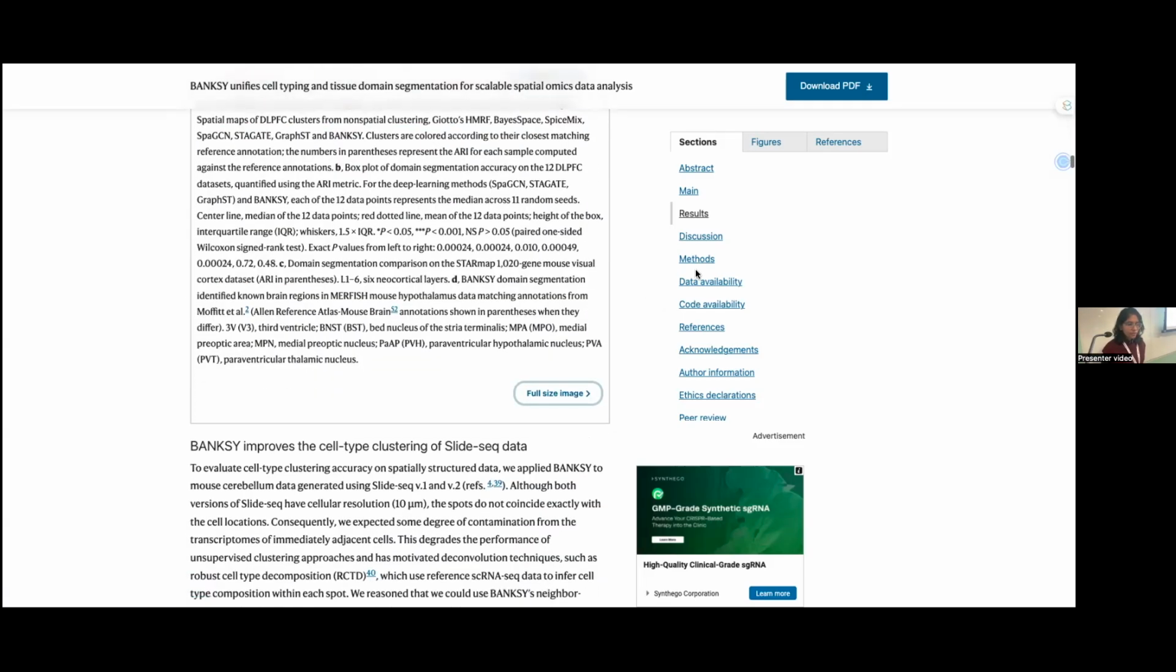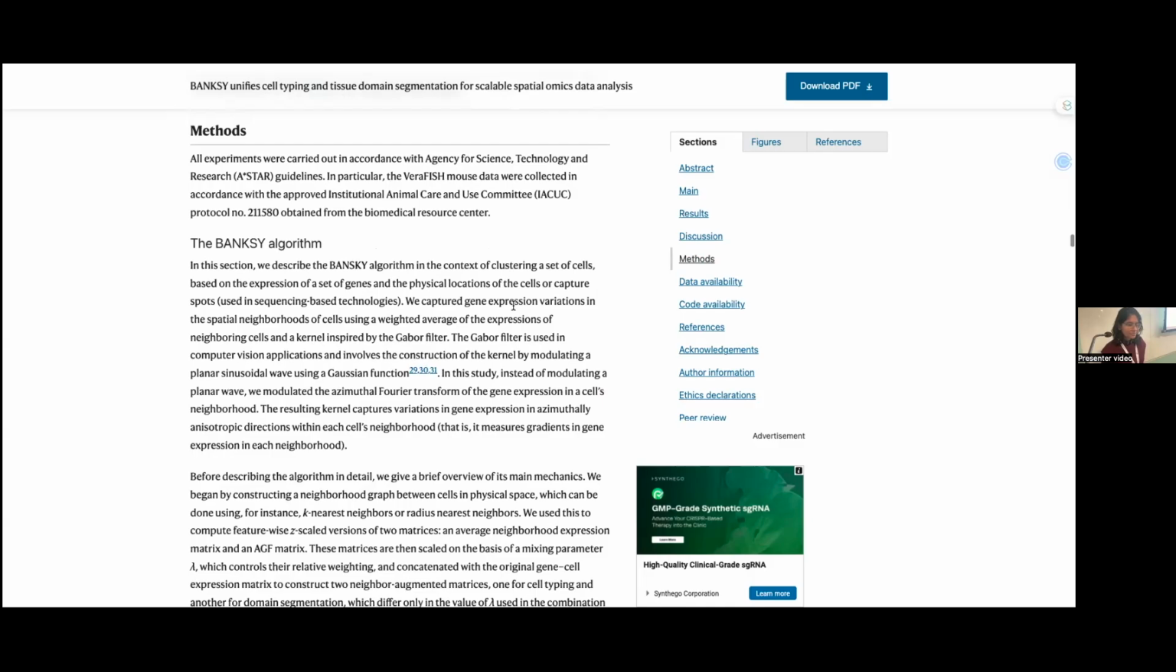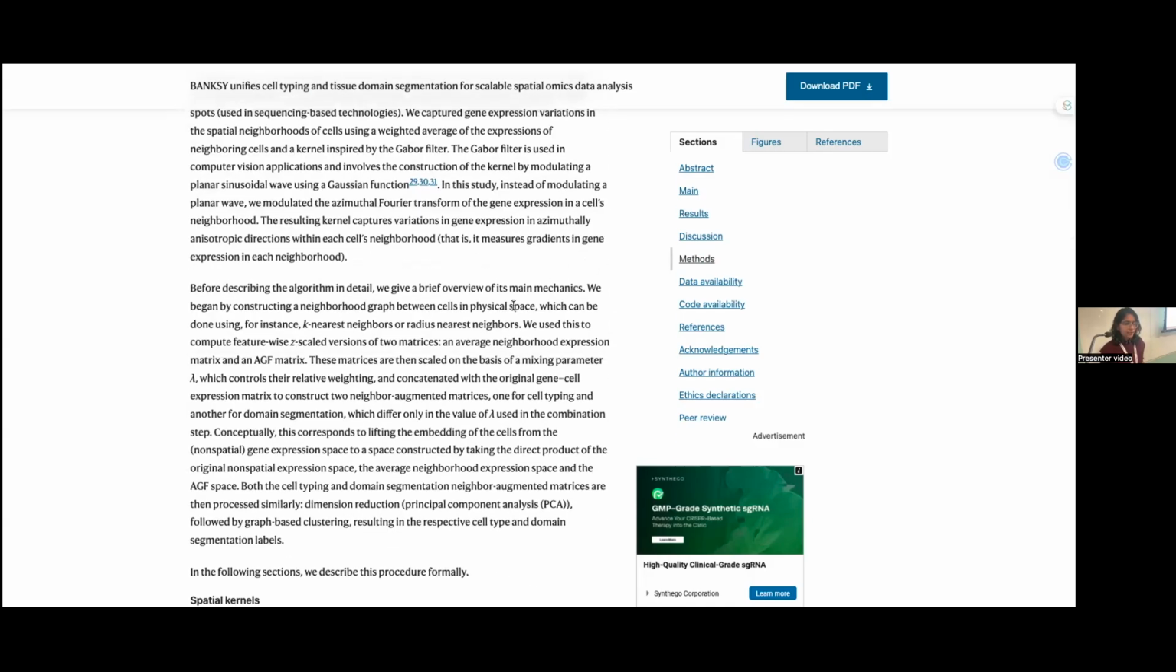Maybe I'm being a bit too harping on materials and methods, but the reason why I like to look at this is because it helps to actually understand, intuitively, how the method works, and if it makes sense to you. So the first thing is they set up the spatial kernel. And it makes sense because you need to understand what your neighborhood is, right?